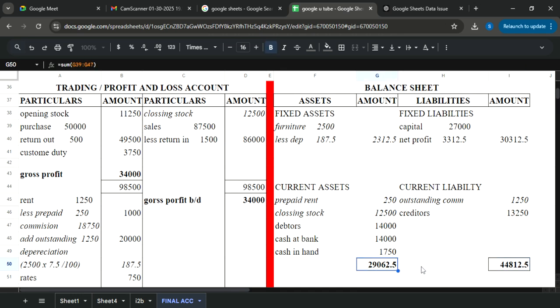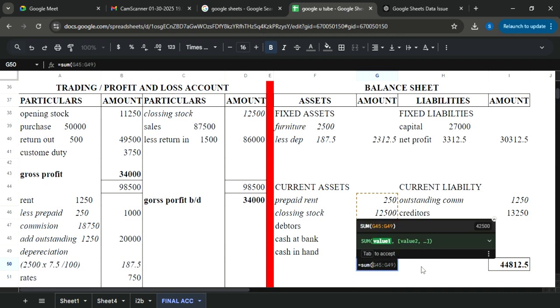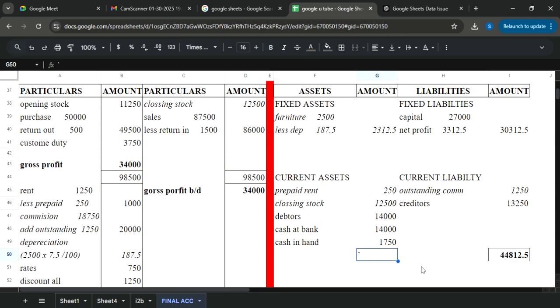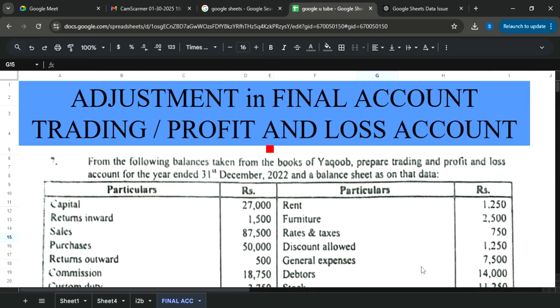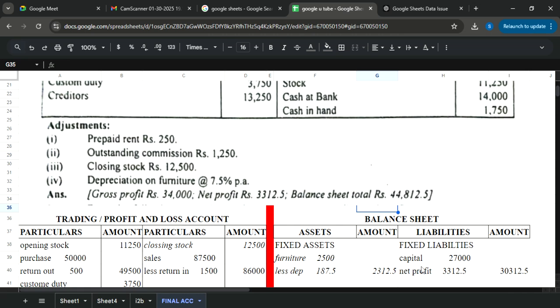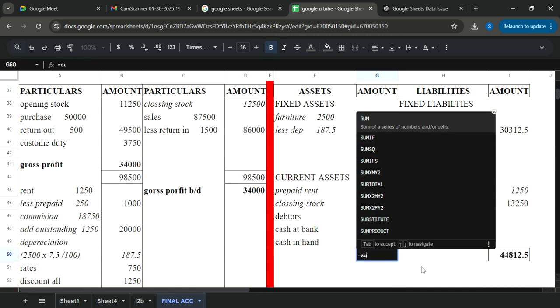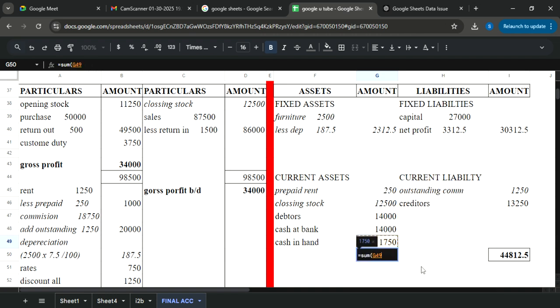This has been completed. Similarly, we will take the sum of the asset side as well. Let it be completed. Okay, so we need to take the sum. Here, so the sum has been taken, and you can see 44,812.5 and 44,812.5. So the asset side is also completed.